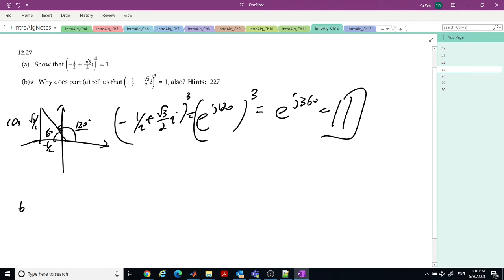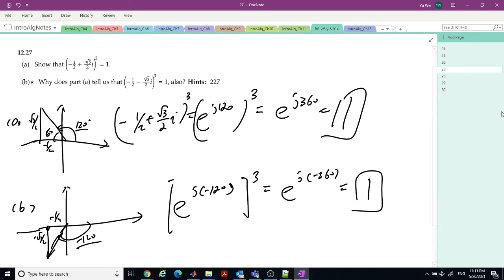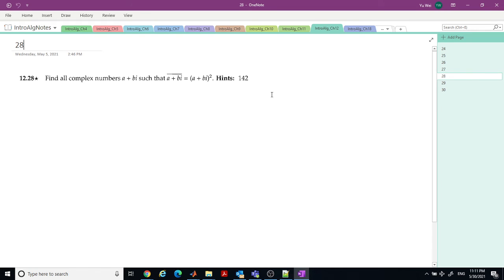And for the B, let's draw this one. It's negative 1/2 and the negative of this, so you can see it's also negative 120 degrees. So it's e^(-j120°) with the power of 3, so e^(-j360°), which is also equal to 1. So we want to find a complex number for which this happens.